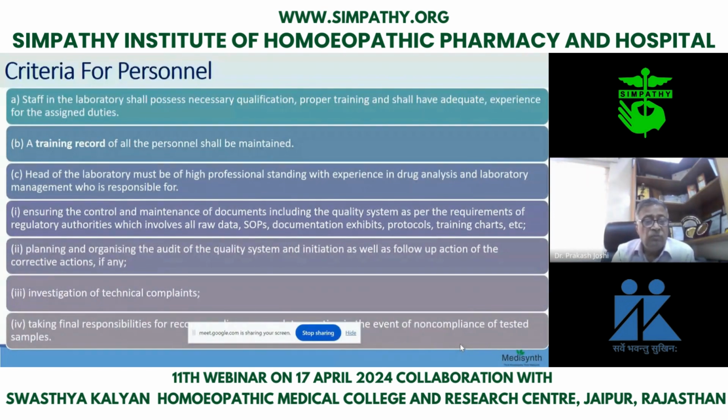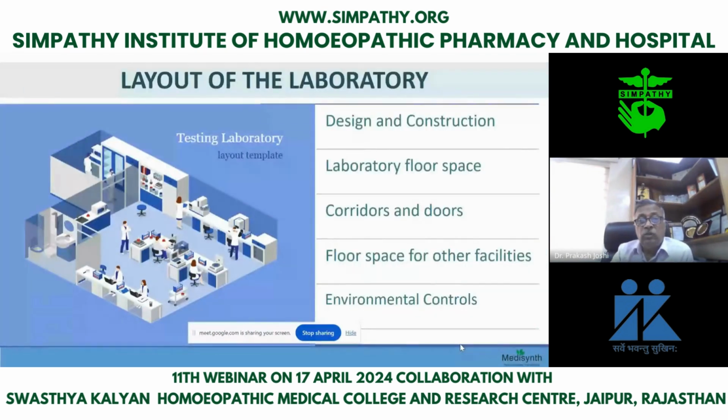That is why in the US FDA they have developed a system called CAPA, corrective action and preventive action. If there is something wrong, they immediately correct it, and then, so as not to repeat the same mistake, they take preventive action. Now the layout of the laboratory. It is very important how you design and construct the laboratory: floor space, corridors, and environmental controls.